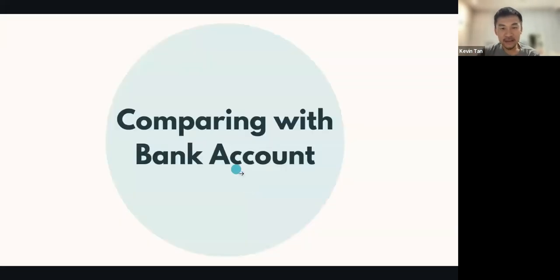Okay, next, then go to comparing. This is what my script just now introduced to you: the Takaful account, which multiplies your money 30 times better.